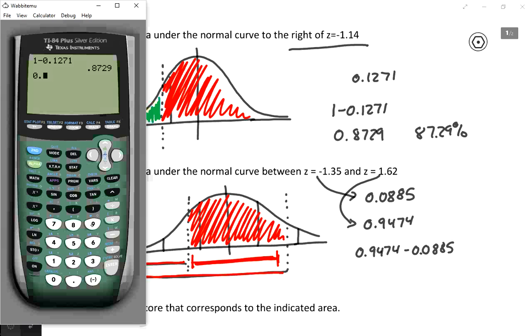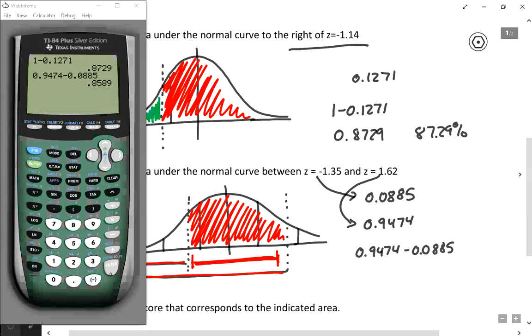So 0.9474 minus 0.0885. And I'm getting 0.8589. So 85.89% of the data is between the z-scores of negative 1.35 and 1.62.